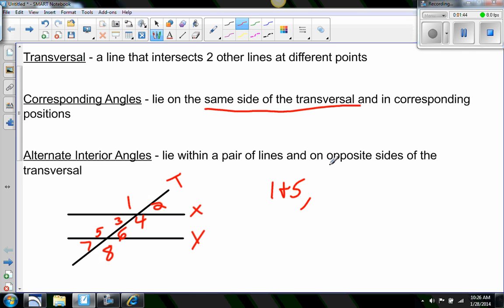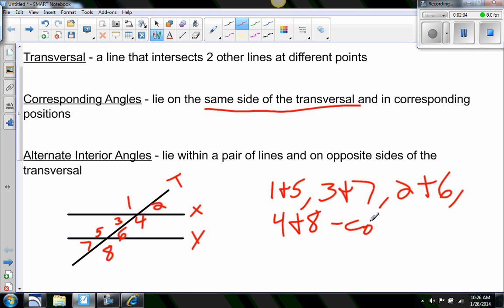So 1 and 5. And then if I said which one corresponds to 3, you would say 7. They hold the same position. It also means that they are congruent if they're corresponding. So 2 and 6 would go together. They hold the same position. And then 4 and 8. So what did I just say about them? They are corresponding, which means they hold the same position, and they are congruent also.